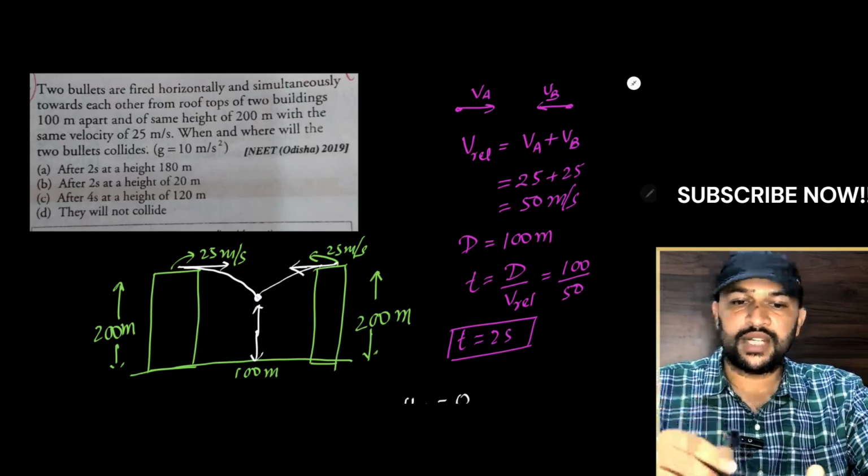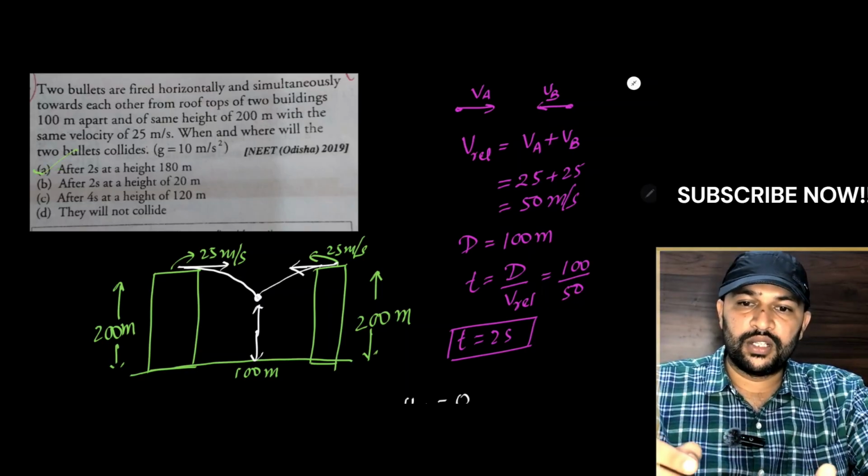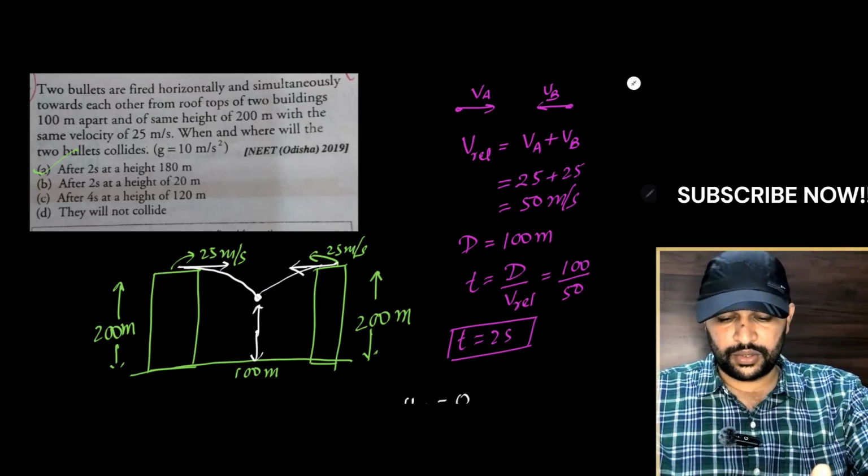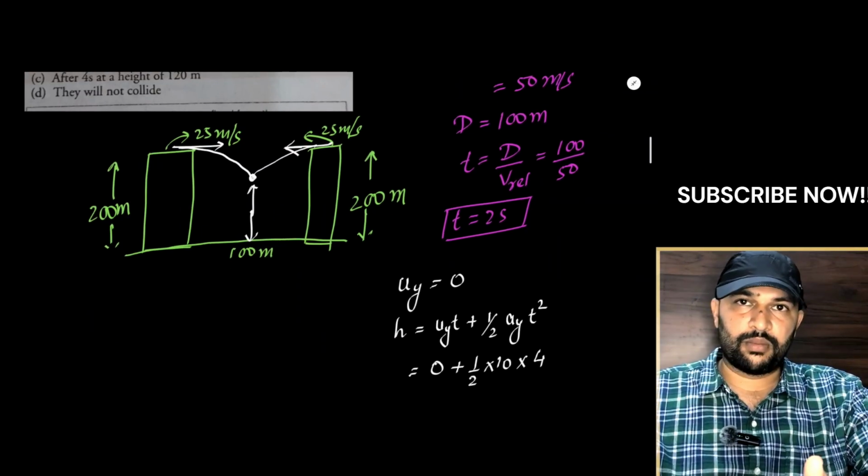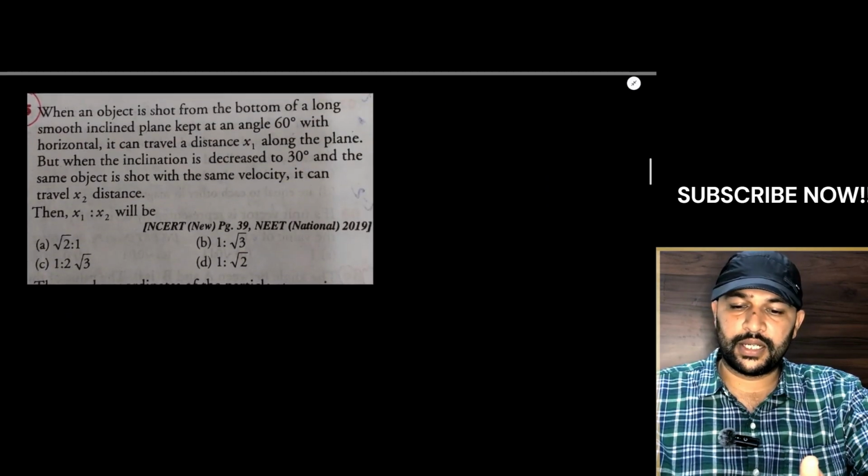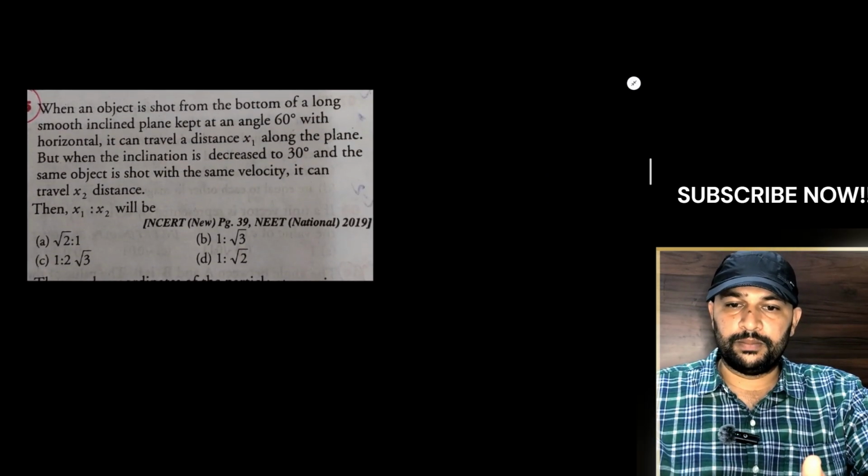So here they have said the height is from the ground. So here the correct answer will be 180 meter from the ground. So that is our correct answer for this problem. I hope this is clear. In case you are not clear with it, go back, just watch it again, right? Let's see the next one.